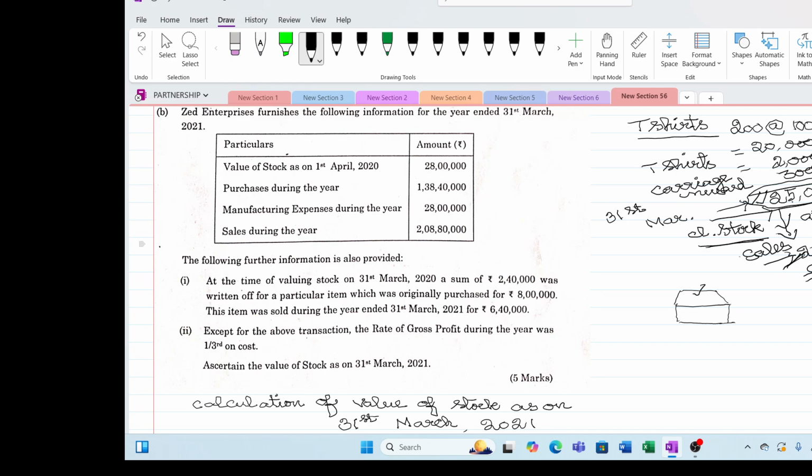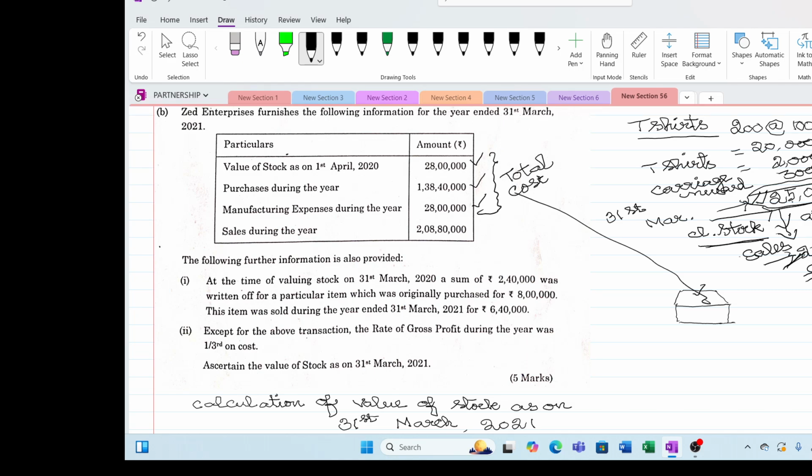So now let us go about this sum. See here, I have got opening stock of 28 lakh, and during the year I purchased material for 138 lakhs 40,000. Then there were some direct expenses, manufacturing expenses. So these were my total cost of the items available in my business place. Okay, so I know the total cost. If you add all these things, you will have the total cost of the items available at your business place.